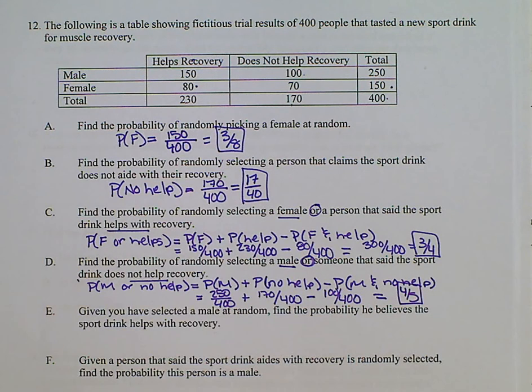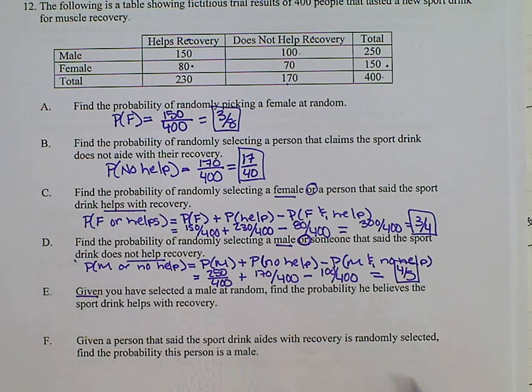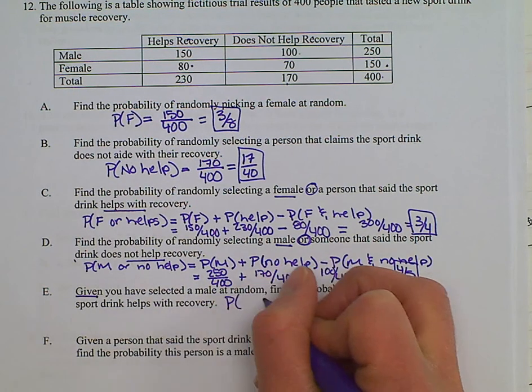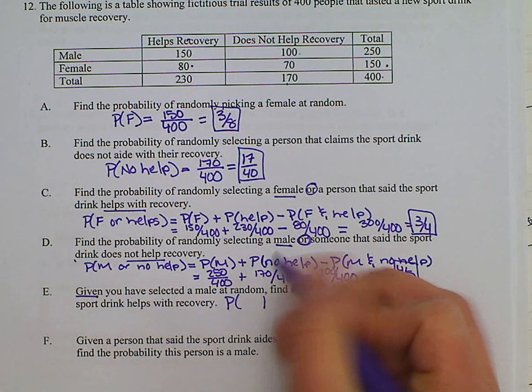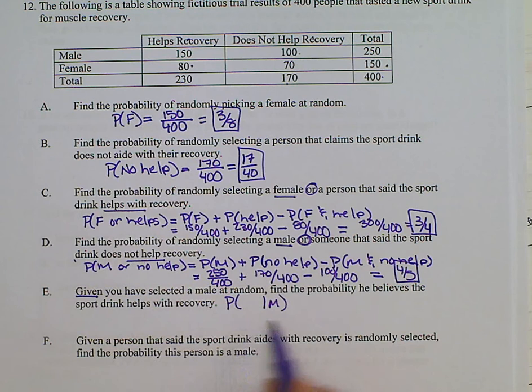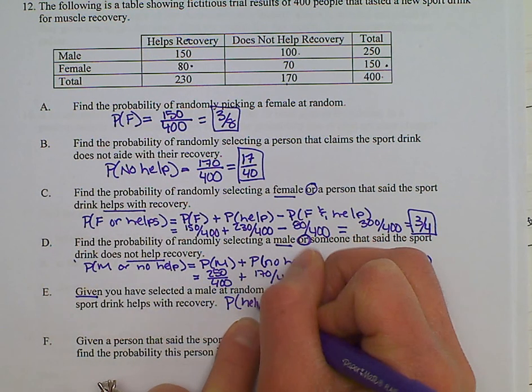E. E says, given you have selected a male at random. Given means it's a conditional probability. This vertical bar is read given. So we were given we have a male. Now, what is the probability that he believes the sports drink helps with recovery?